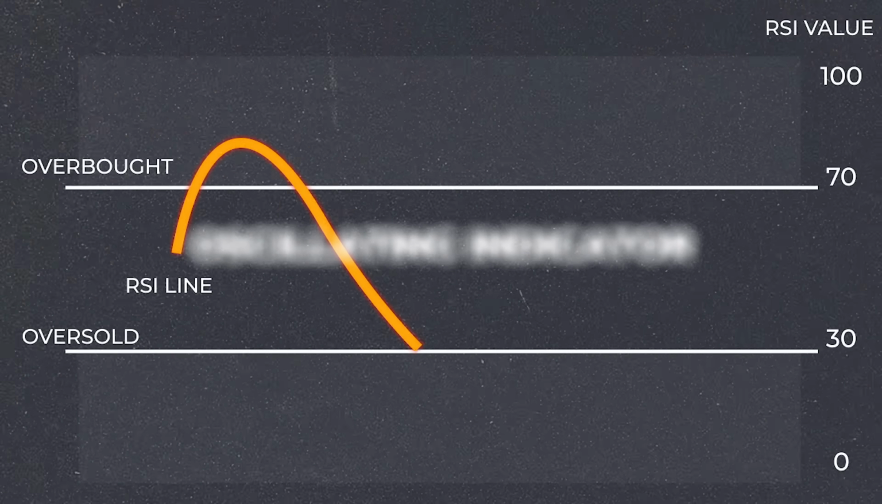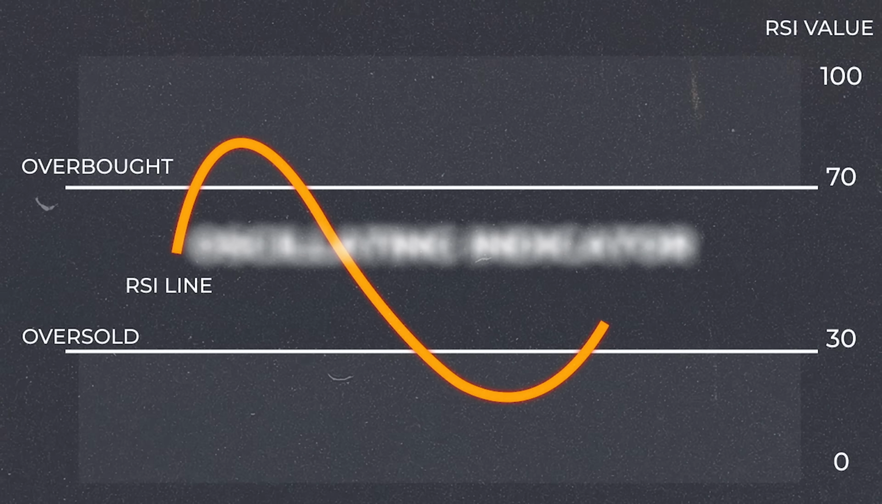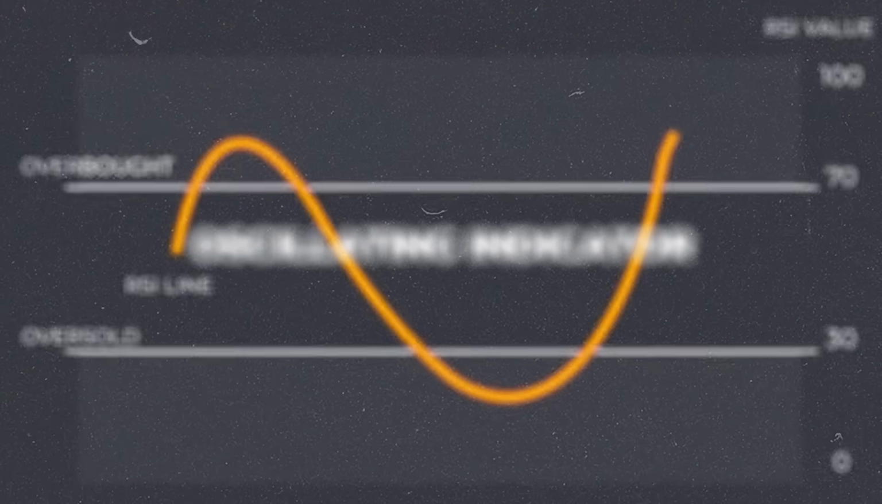Oscillating indicators are just like your grandfather's wall clock. It's always rotating from 0 to 100. Whenever you get to one point, it moves to another one.